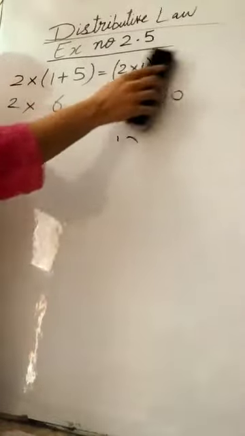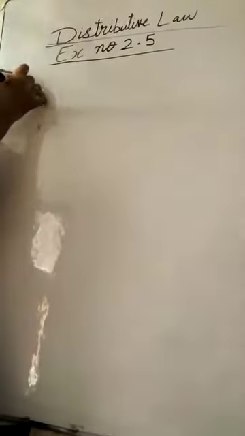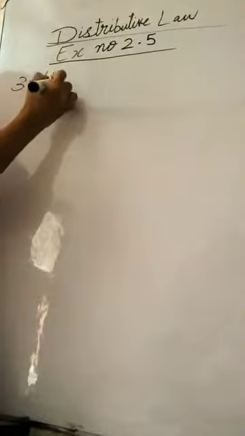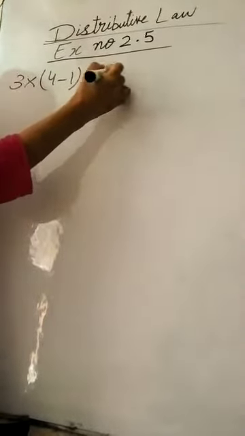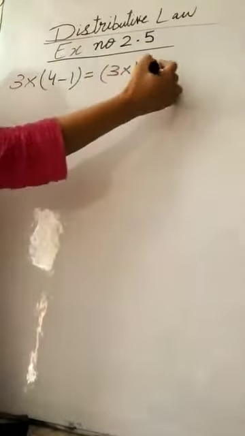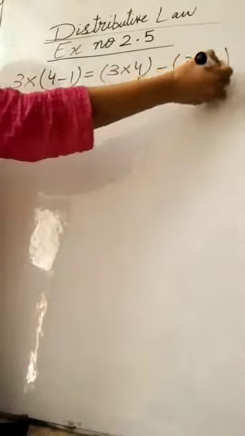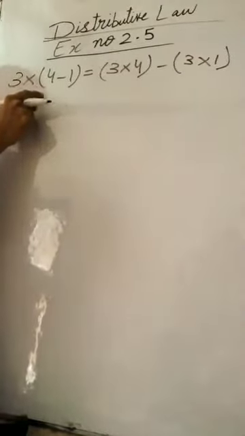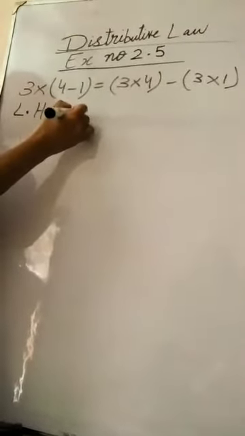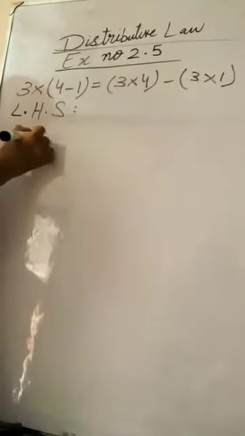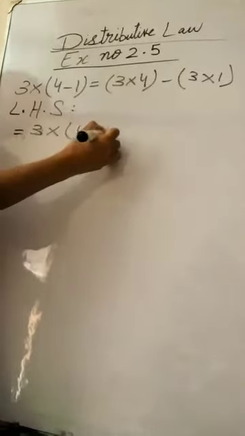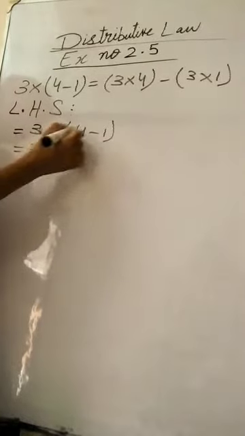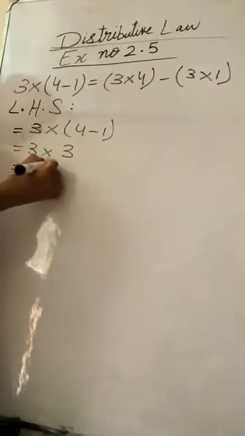Let's see, the question is 3 multiply by (4 minus 1) equals 3 multiply by 4 minus 3 multiply by 1. Firstly, solve the left hand side. You can solve separately. Left hand side: 3 multiply by (4 minus 1). Solve the bracket first. So 4 minus 1 is 3. So 3 times 3 is 9.